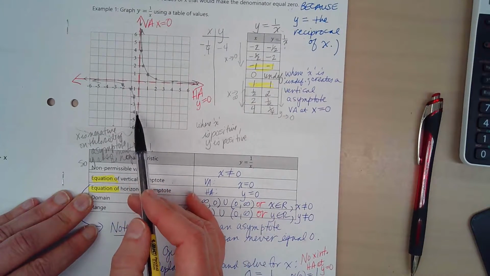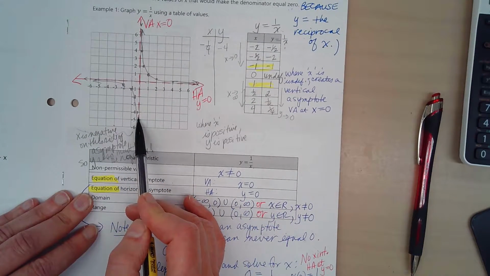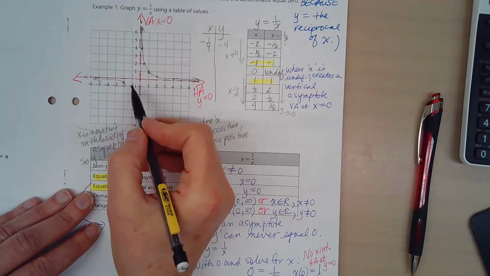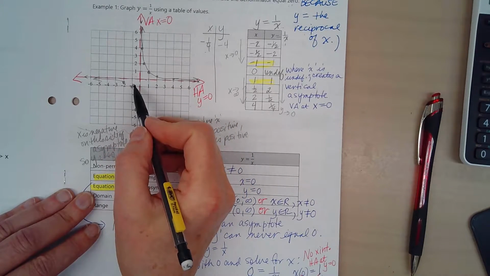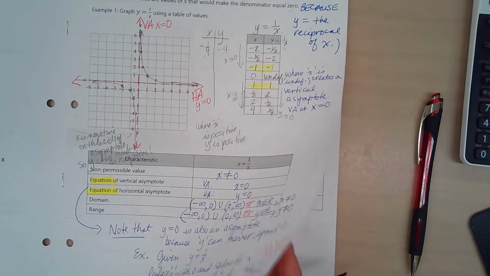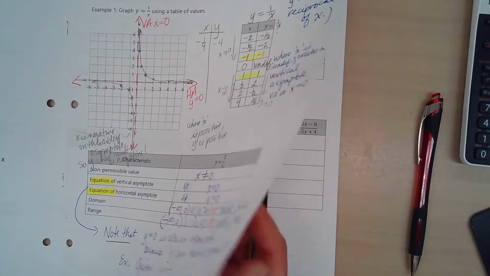A graph will never ever cross the vertical asymptote. It can't. Otherwise, it's not a function. And 99% of the time, it won't cross a horizontal either. There's the occasional time it crosses a horizontal, but not usually. Okay? So they actually end up being not that difficult to graph.